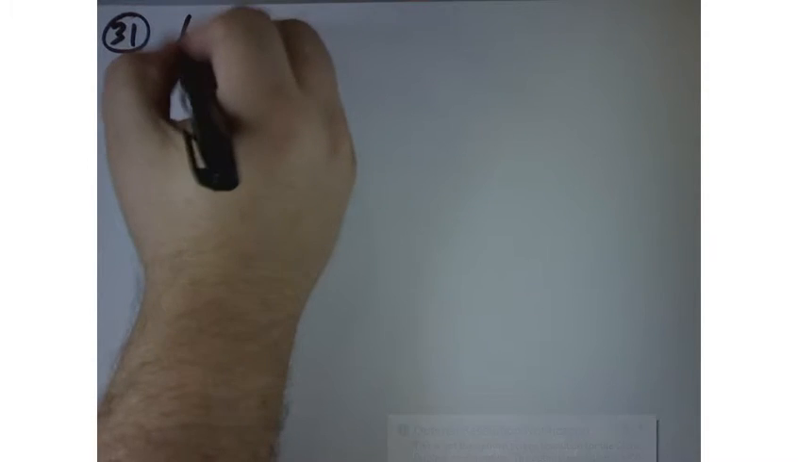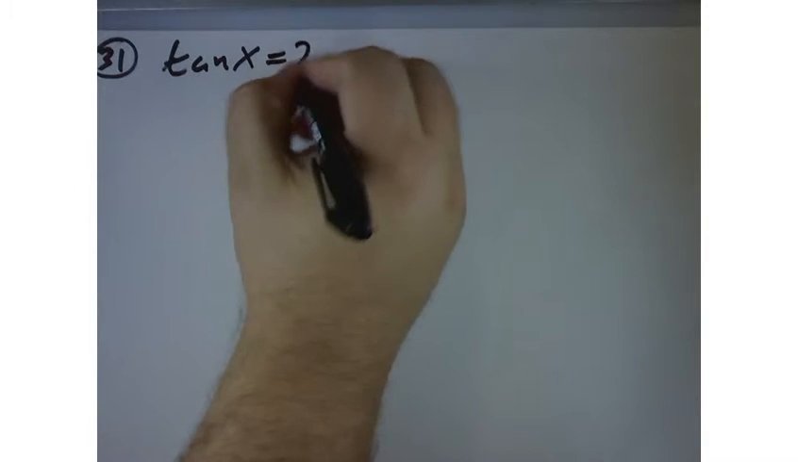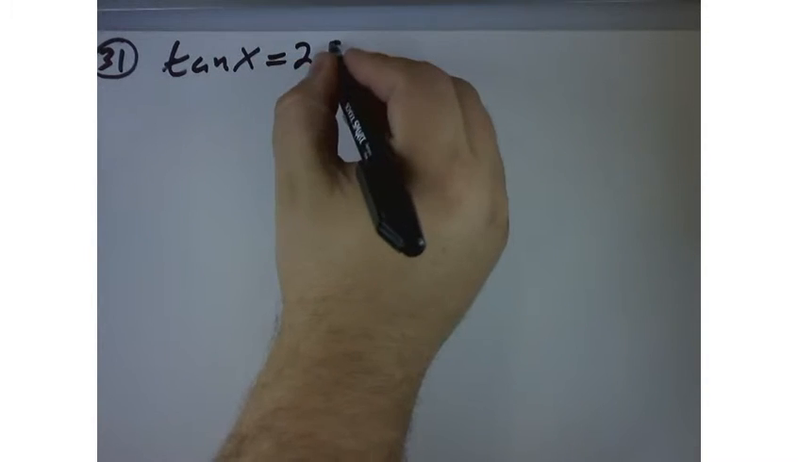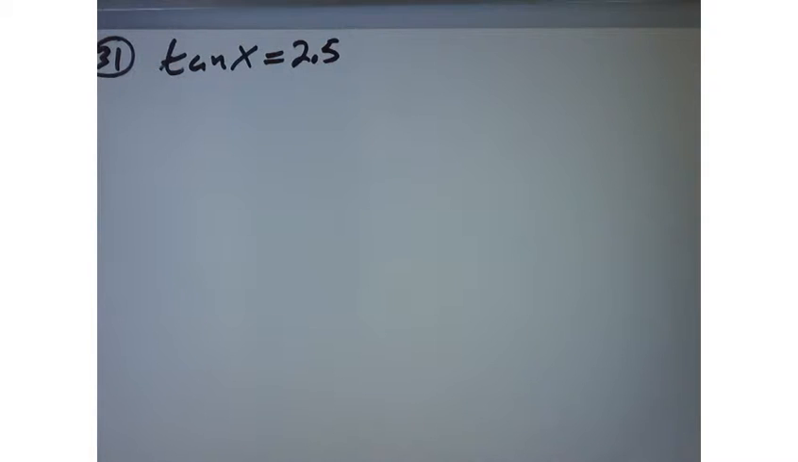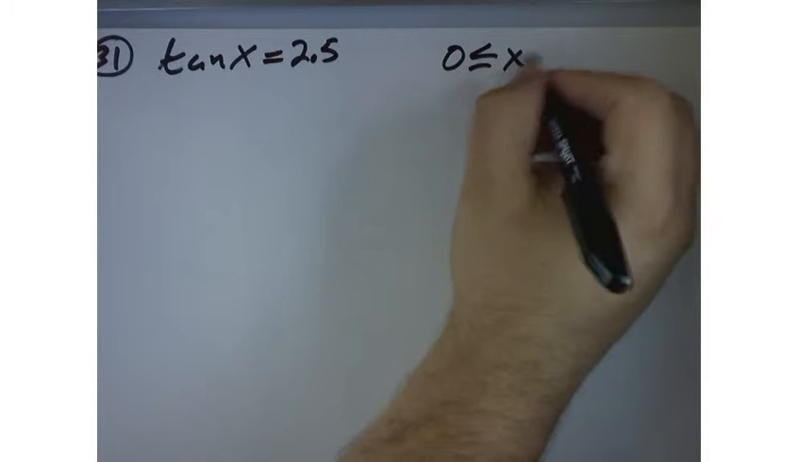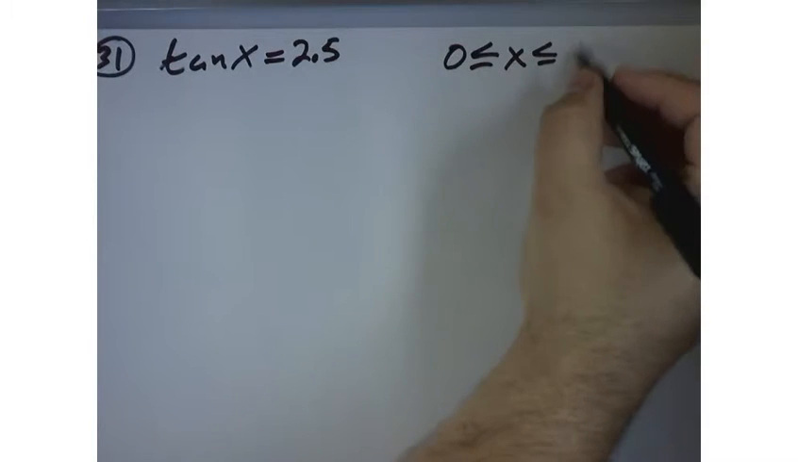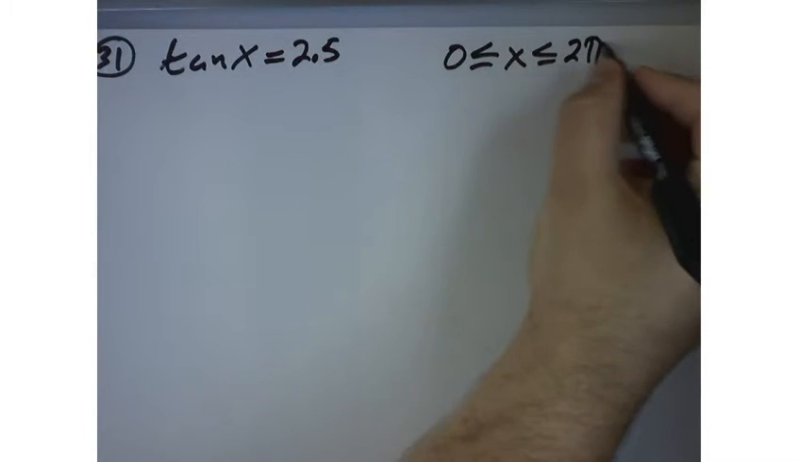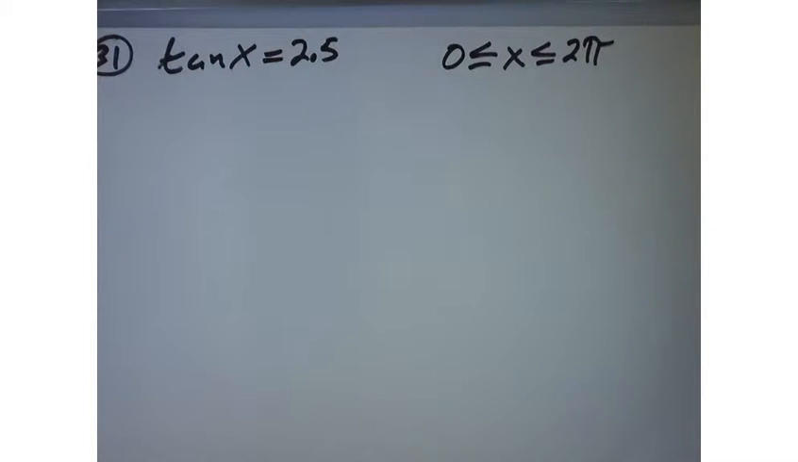We're asked to go and find the x values where tangent of x equals 2.5. And they give us a parameter. They said x has to be between 0 and 2 pi. Now there's an algebraic way to do this, and there's a graphical way to do this.